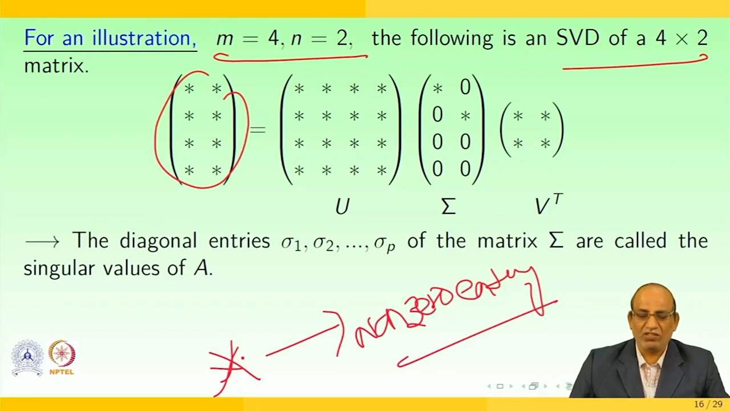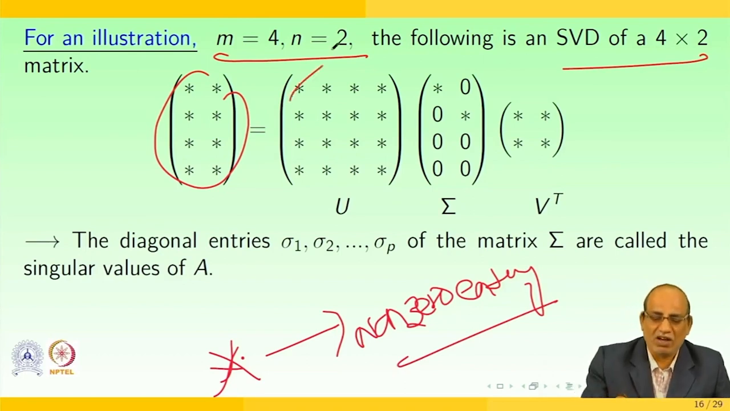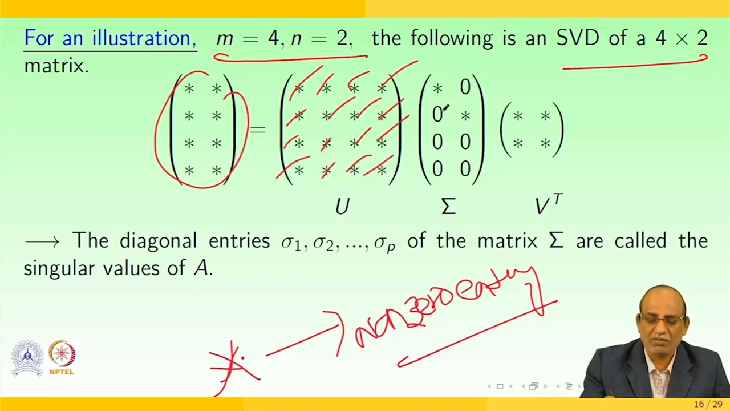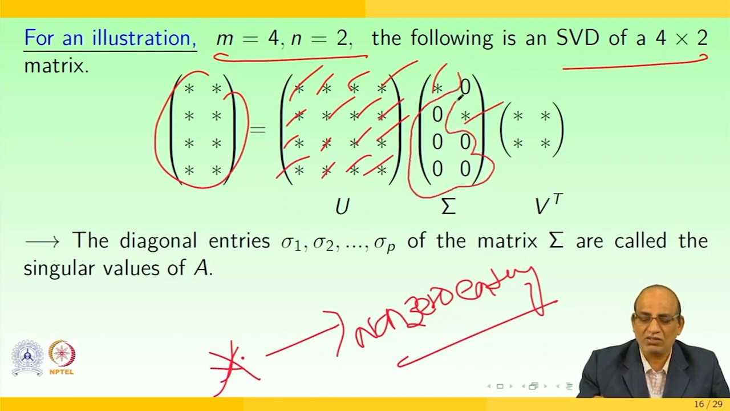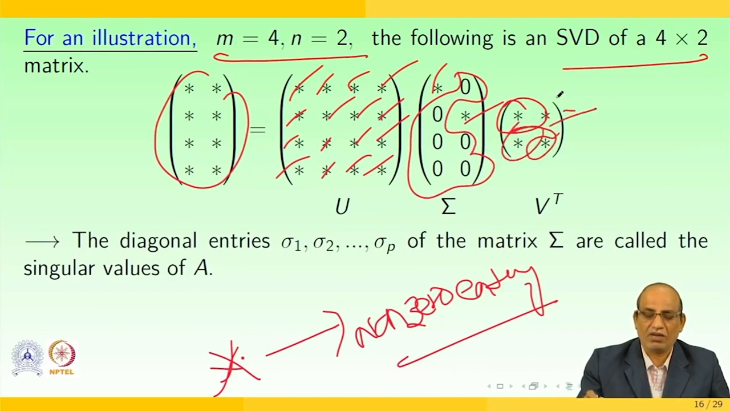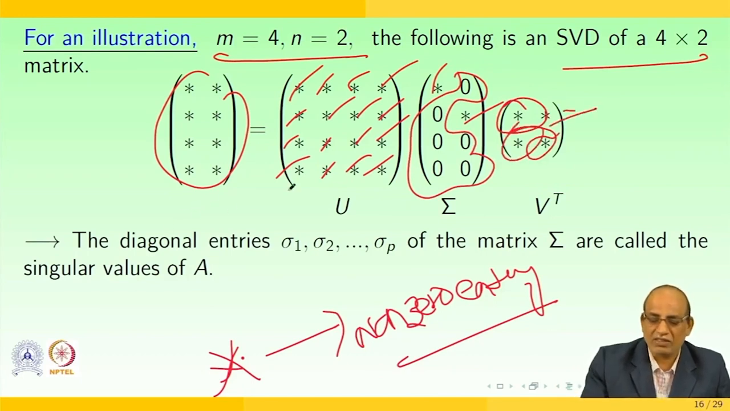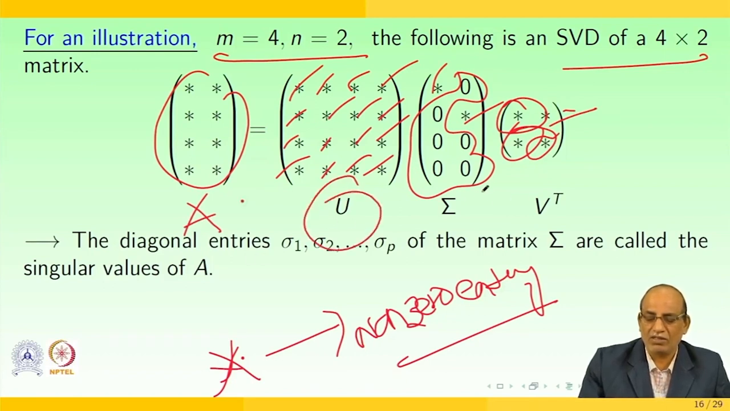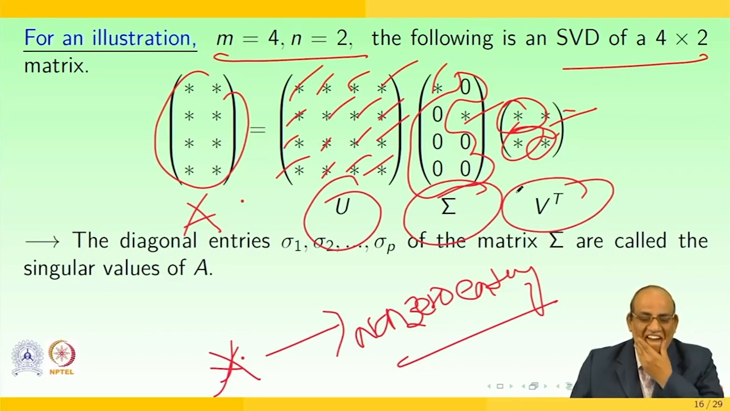Star indicates some non-zero entries. Look at this matrix: stars everywhere. And in this matrix you see star, star, and the rest are all zeros. And these are all stars. This is the coefficient matrix A, which is U, the orthogonal matrix. Sigma is the diagonal matrix. V is also an orthogonal matrix.